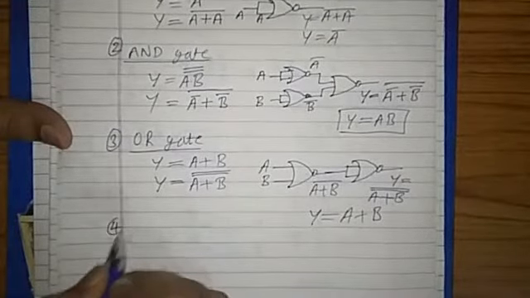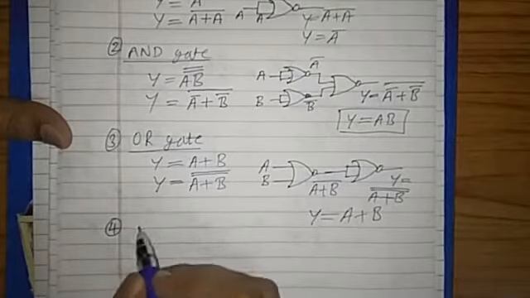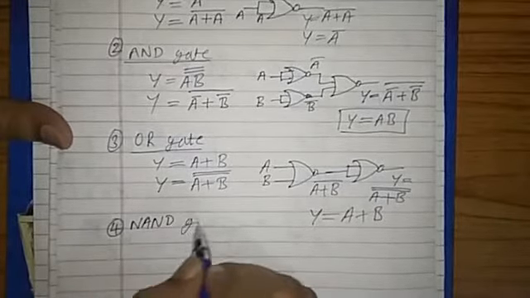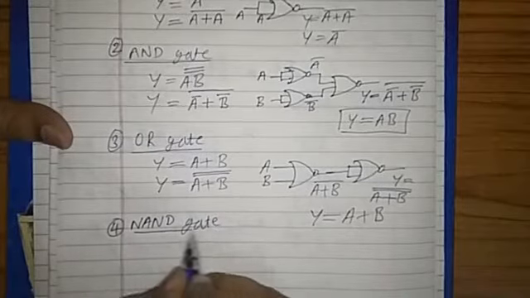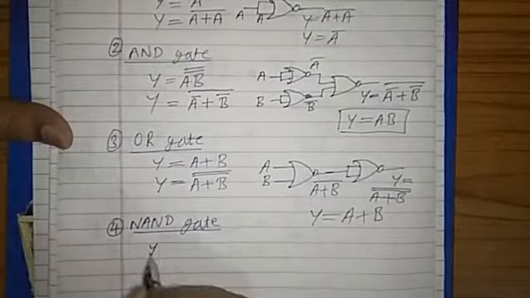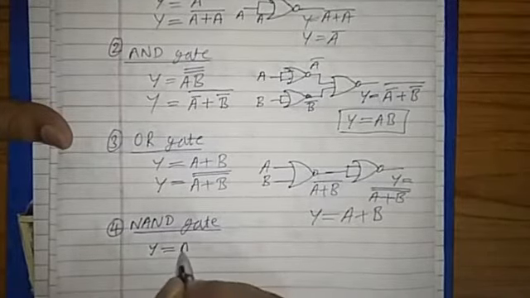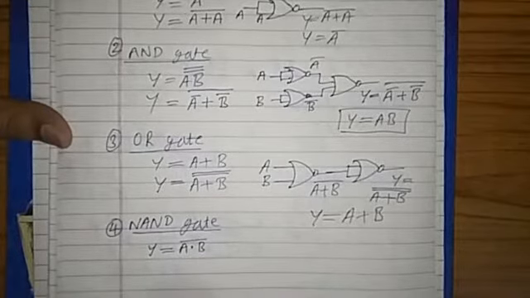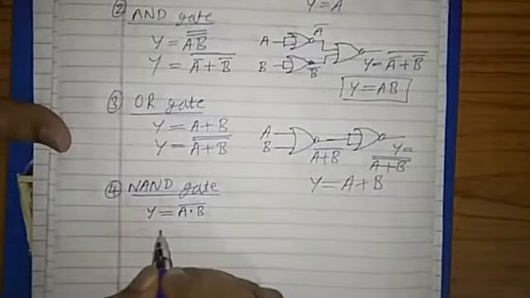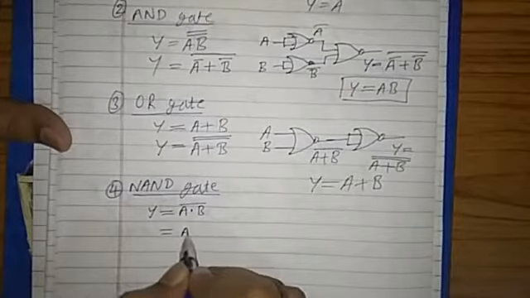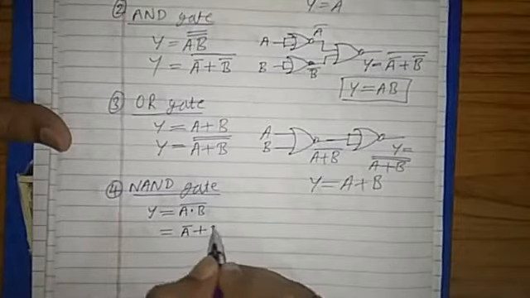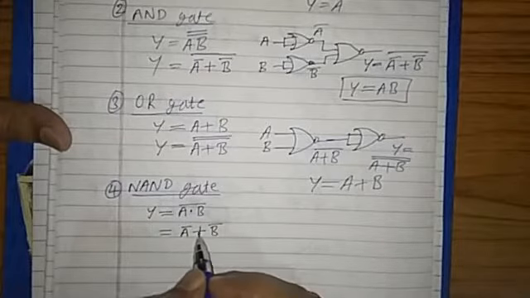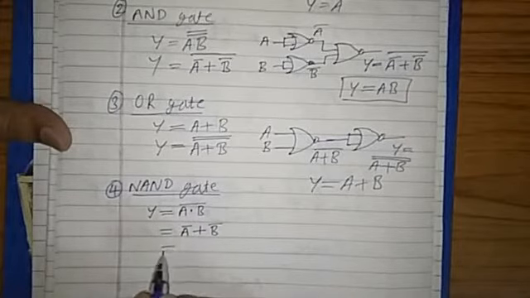Okay, now similarly I will implement the NAND gate using NOR. NAND gate expression is what? Y equal to A dot B whole bar. Therefore I can write this as A bar plus B bar. Complement of product is sum of complements. That is De Morgan's theorem.